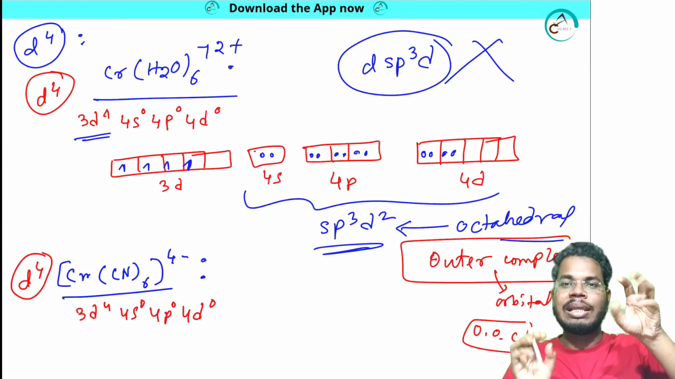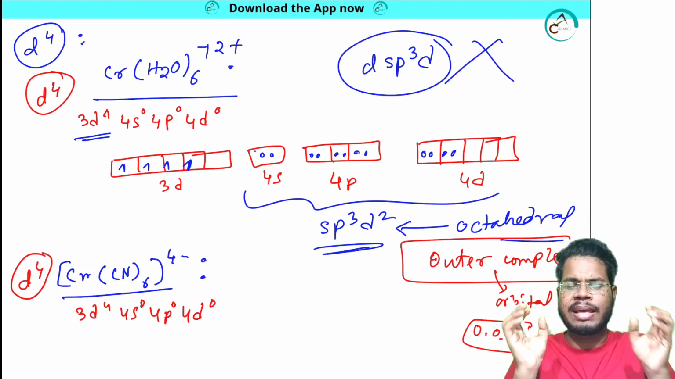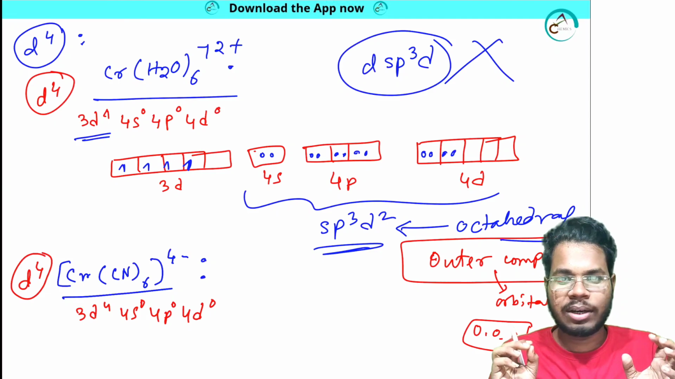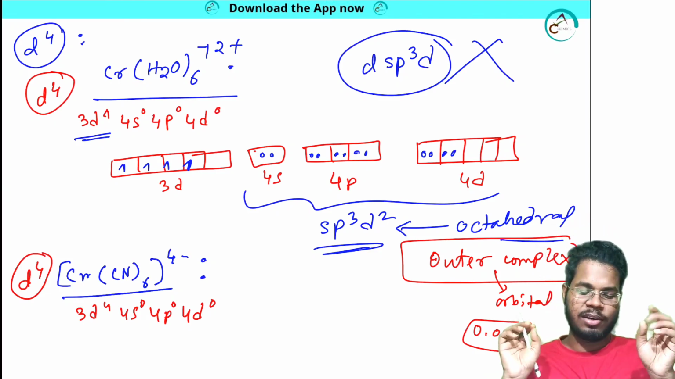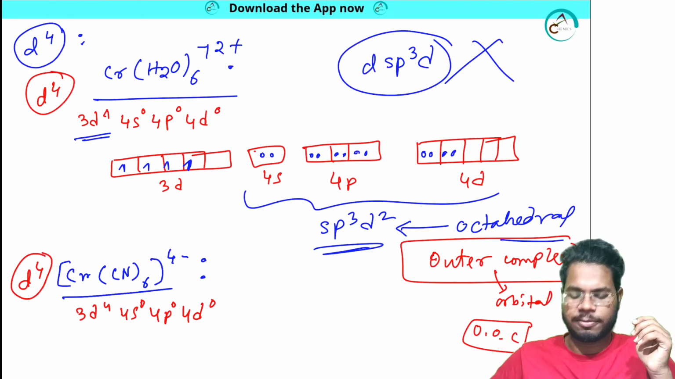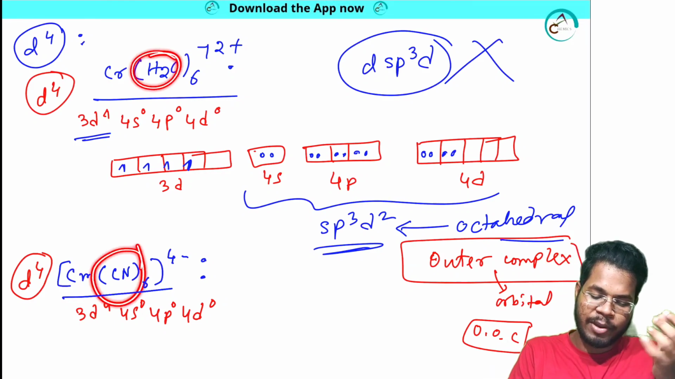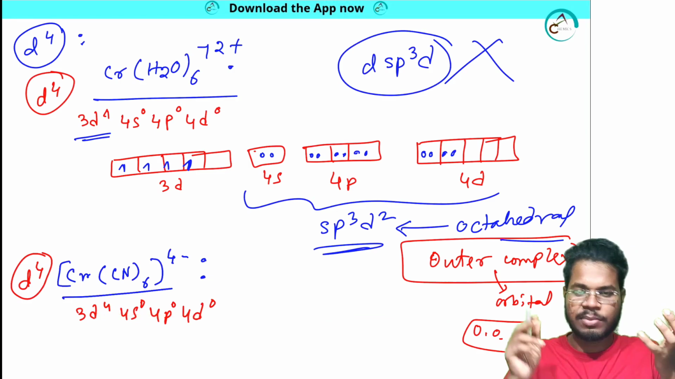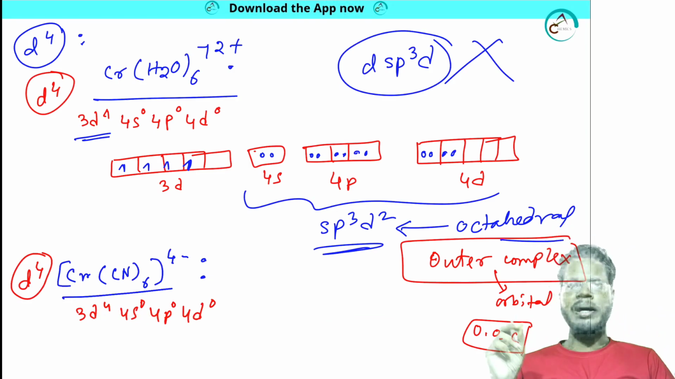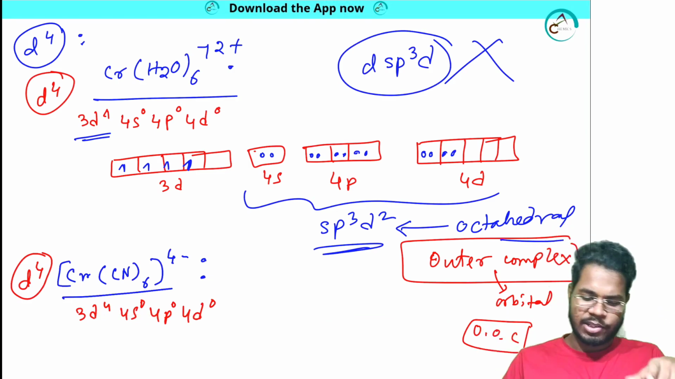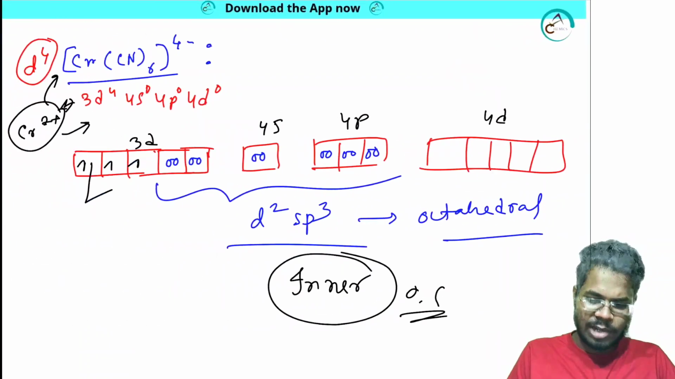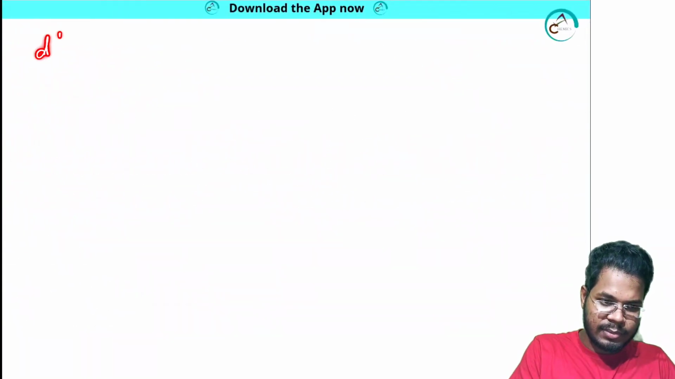So there is something with the ligand. The ligand should play some kind of role. What will be the role? That is very, very important to know. So you can get the idea that the ligand will play some role, and because of that we will sometimes get an outer orbital complex, sometimes an inner orbital complex, right? So do not waste more time. Let me come to the d5 system.